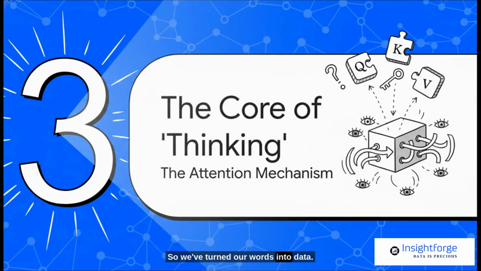So we've turned our words into data points, and we know what order they're in. But how do these points actually talk to each other to create meaning and context? This brings us to the absolute heart of the transformer, the secret sauce, the attention mechanism.